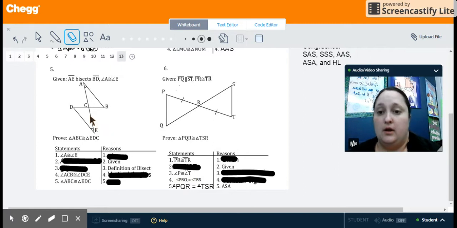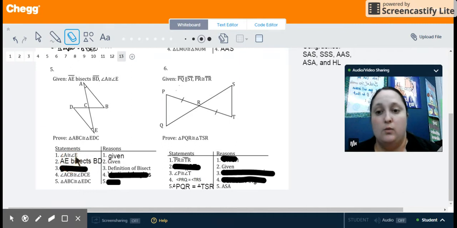So here we know angle A is congruent to angle E because it's marked, and it also tells us in the proof where it says given. In two-column proofs, 95% of the time, the reasons will come first. So notice A is congruent to E, and that is given to us. What else is given to us? Well, that would be AE bisects BD. Okay, that's written there.